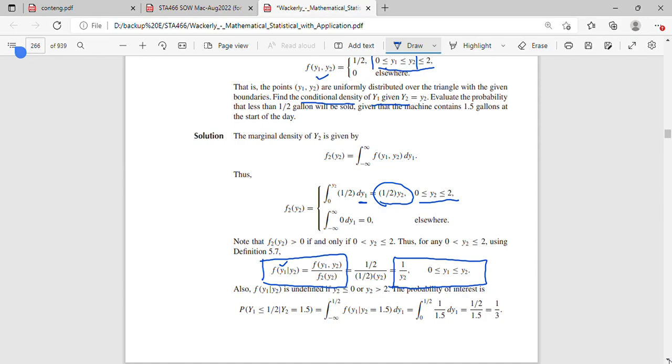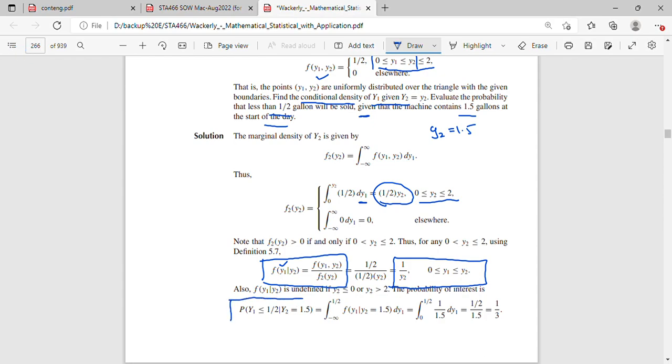Evaluate the probability that less than half will be sold, given that the machine contain 1.5 gallon at the start of the day. Okay, at the beginning of the day, which is y2. Bila y2 equal to 1.5, evaluate the probability. Okay, evaluate the probability less than half gallon will be sold given. Okay, given that y2 equal to 1.5.